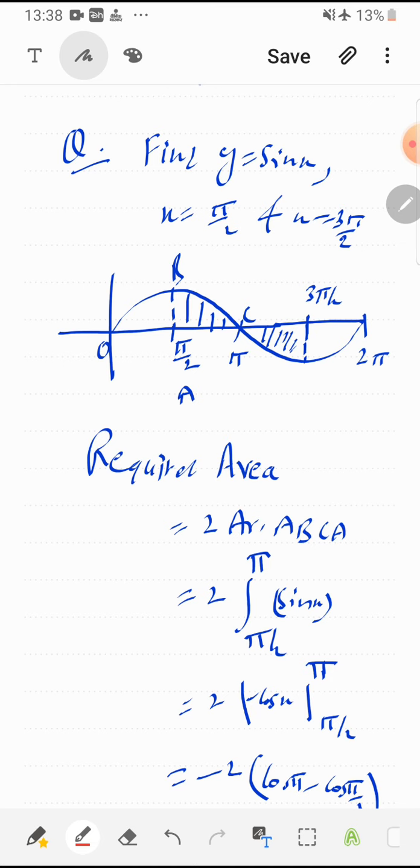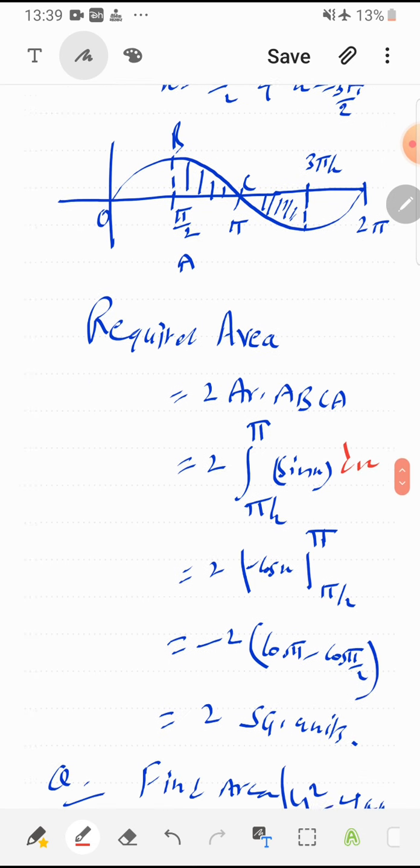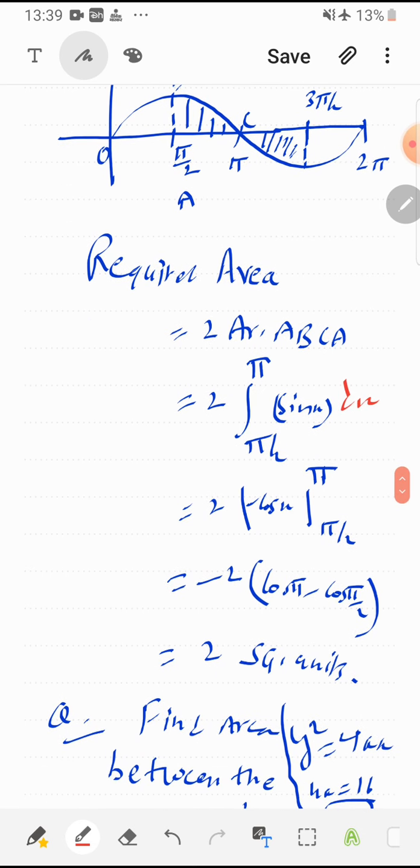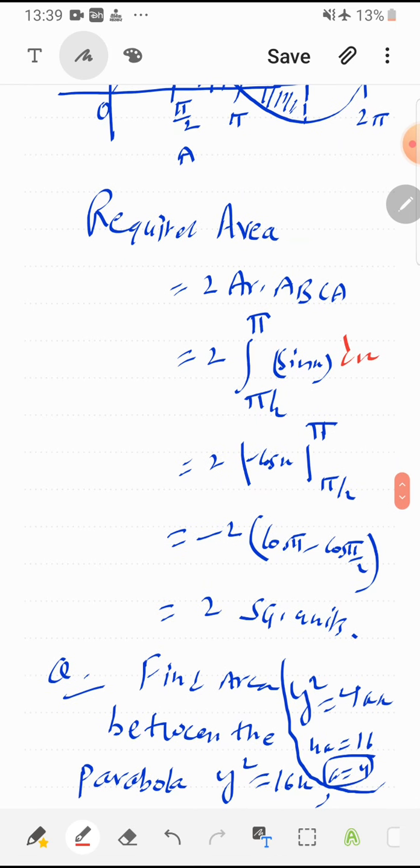Now here we can use our smartness. Instead of finding all this area, we can first of all declare that the required area is 2 times the area ABCA. So that means pi by 2 to pi, limits of x, function is sin x dx, integral is pi by 2 to pi, limits, and the integral of sin x is minus cos x, and then we can put in the values. So the required area is 2.